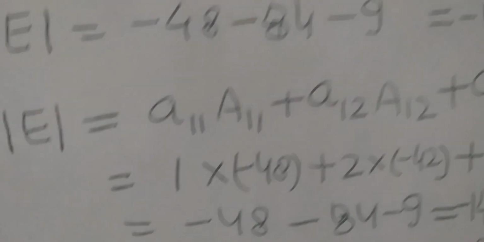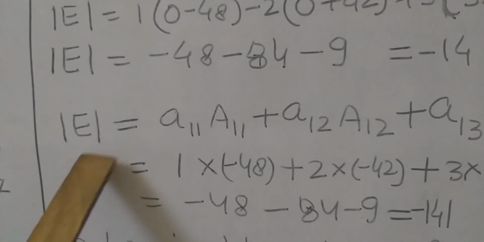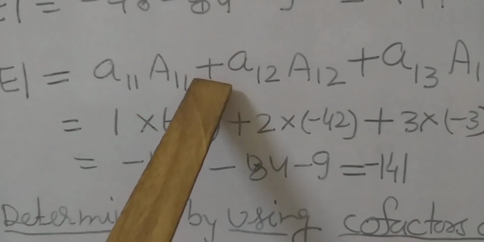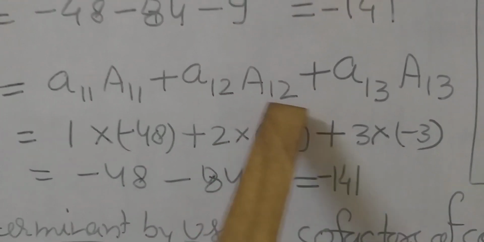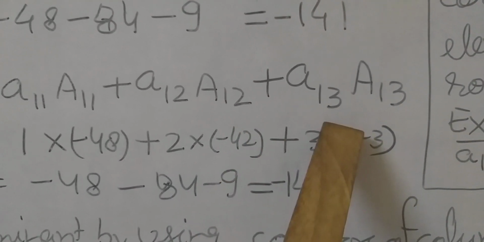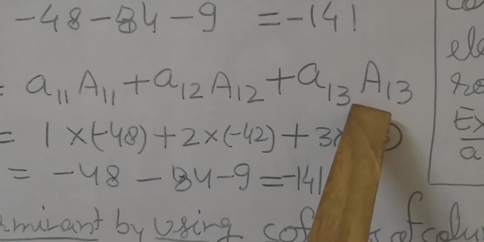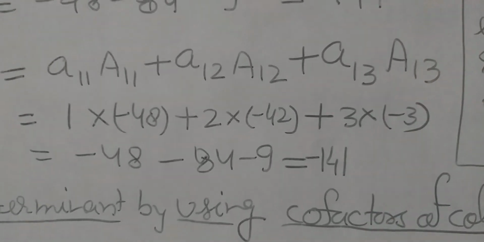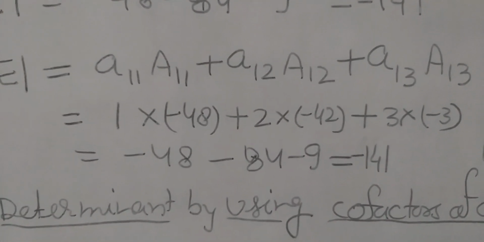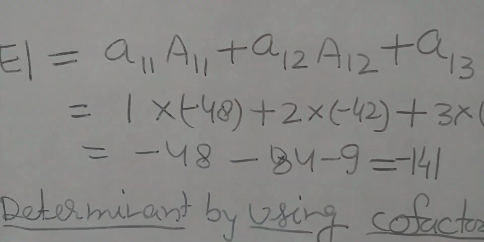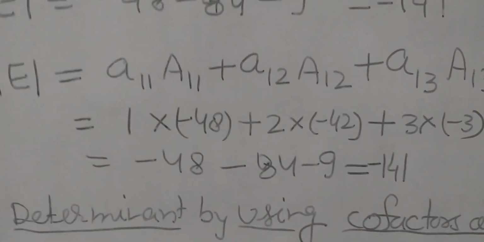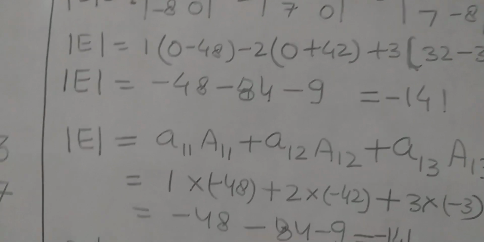Now students, I am going to find its determinant by using the cofactors of the first row. You can see here the determinant formula: a11, the first element, and its cofactor A11, plus a12 and its cofactor A12, plus a13 and its cofactor A13. Students, here I have denoted the cofactor by capital A. If you want to denote it by C, you can.